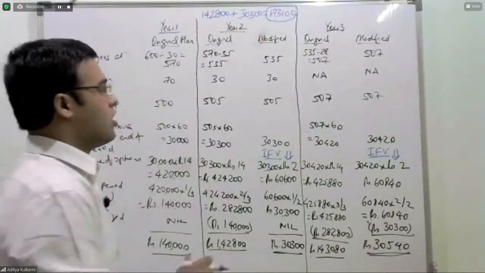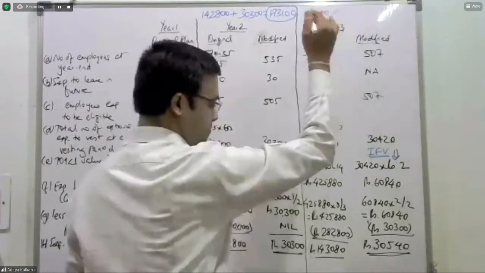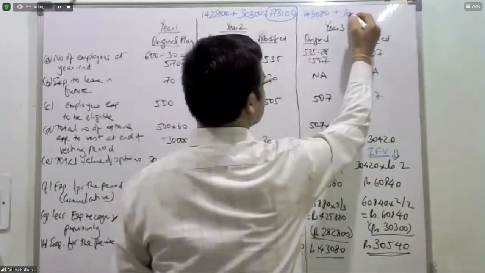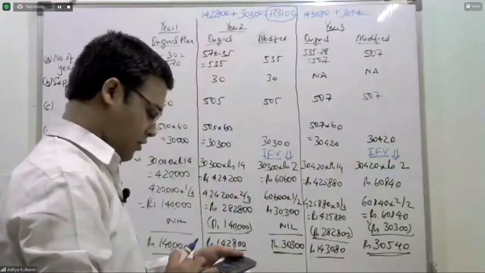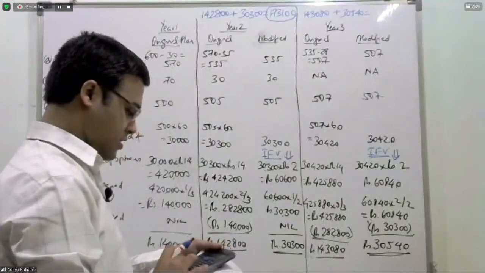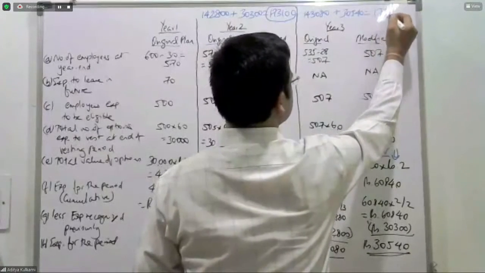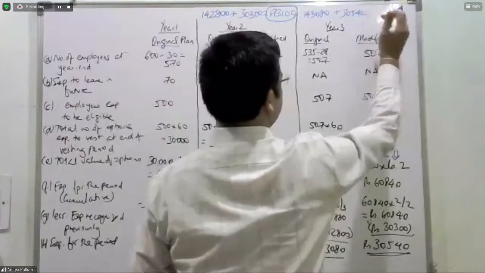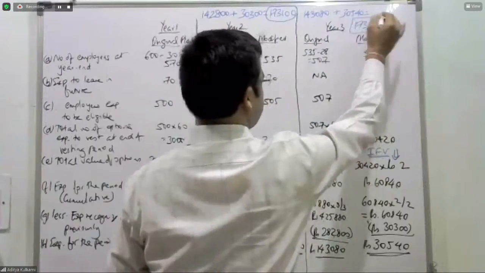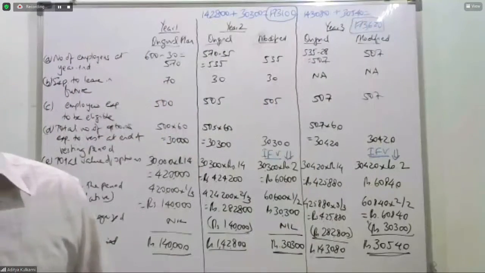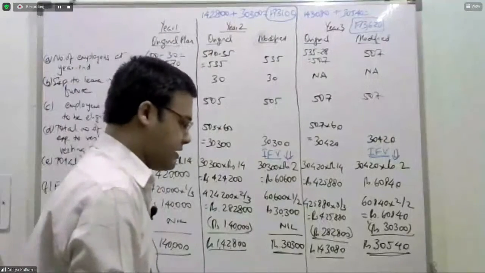For year 3, what will it be? 143,080 plus 30,540. So this will be 143,080 plus 30,540, which is 173,620. I hope this is visible. 173,620. Okay, the corner may not be so visible. Just add both of them.